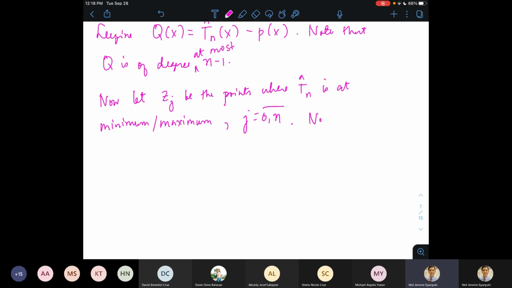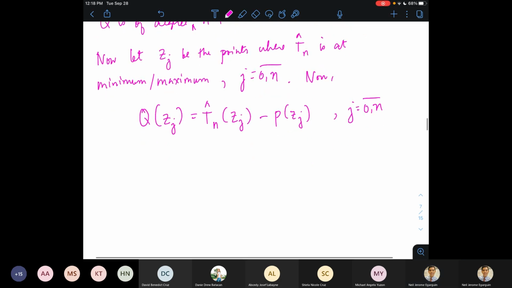Okay, now let's look at Q of zj. So ito ay t sub n ng cj minus p of zj. Right? Nag-plug in lang ako. And I'll do this for all j starting from 0 to n. So alam ko, itong Chebyshev polynomial, sa mga CJs, it will attain 2 to the 1 minus n times negative 1 to the j.